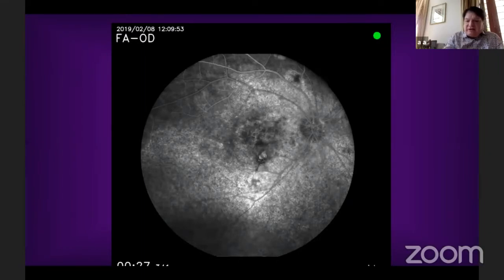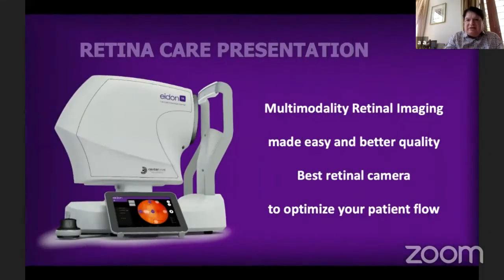So this is where it is important, that sometimes watching a video angiogram is as if you are doing it yourself. Though it has been done by a junior or by somebody, you can do that. So that's the advantage of this multimodality retinal imaging. It's easier and better quality, and it optimizes your patient flow. That's why it's a small presentation to emphasize the advantages of video angiography. Thank you so much. I think you can go ahead with the next talk now.